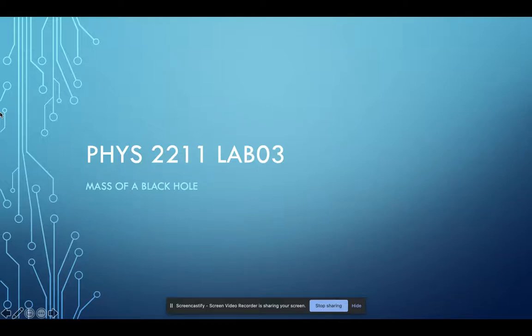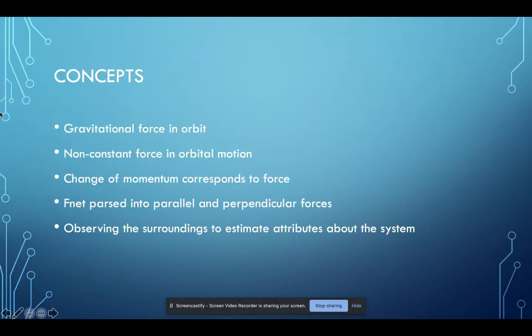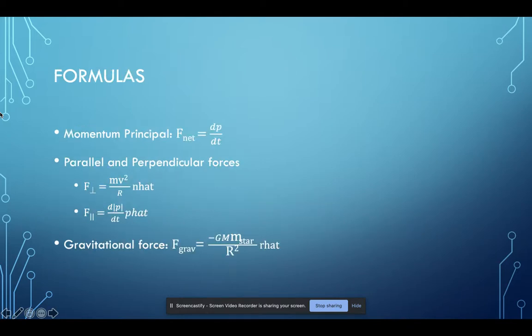Okay, this is my physics lab 3, and we're going to be looking at the mass of a black hole. Important concepts in this lab that we cover are gravitational force in orbit, a non-constant force in orbital motion, how the change of momentum corresponds to force, parsing Fnet into parallel and perpendicular forces, and observing the surroundings to estimate attributes about the system. So in this case, we observe the orbit of the star to estimate the mass of the black hole.